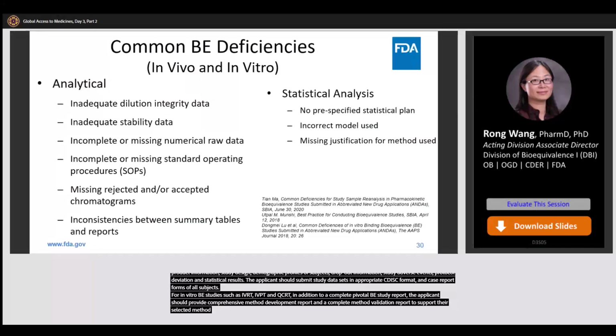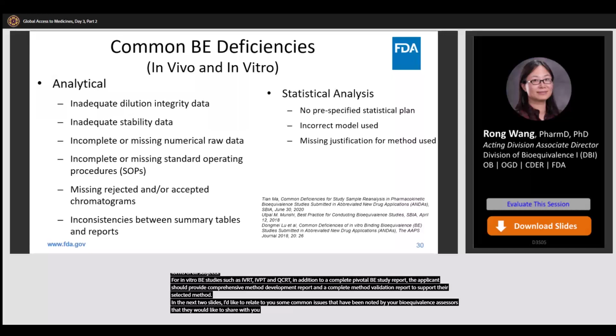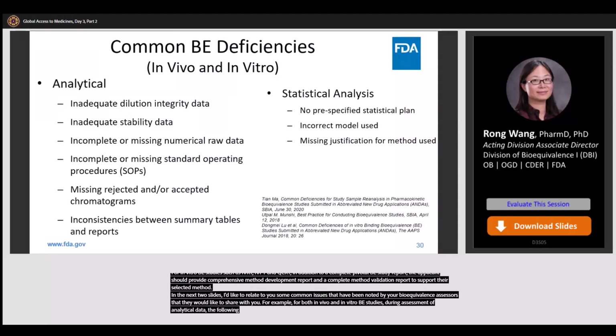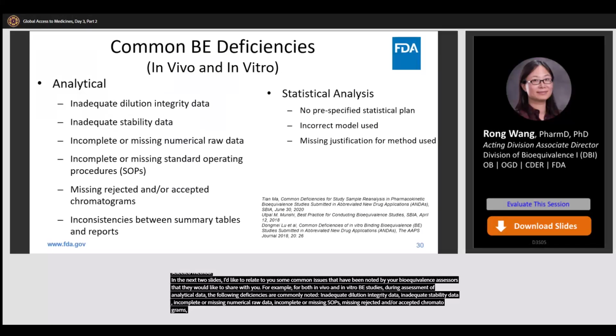In the next two slides, I'd like to relay to you some common issues that have been noted by your bioequivalence assessors that they would like to share with you. For example, for both in vivo and in vitro BE studies, during assessment of analytical data, the following deficiencies are commonly noted: inadequate dilution integrity data, inadequate stability data, incomplete or missing numerical raw data, incomplete or missing SOPs, missing rejected and/or accepted chromatograms, and inconsistencies between summary tables and study reports.